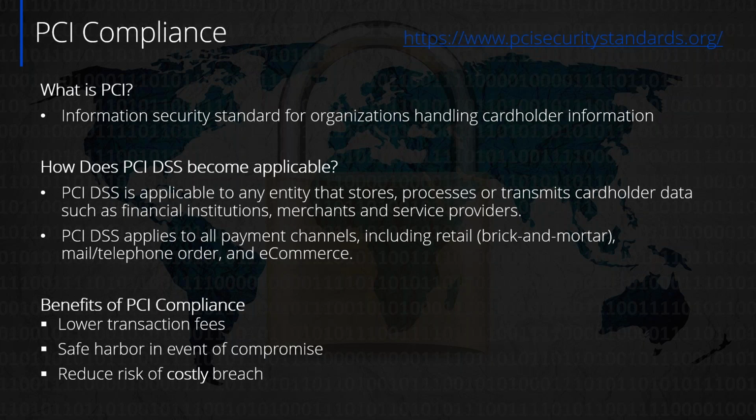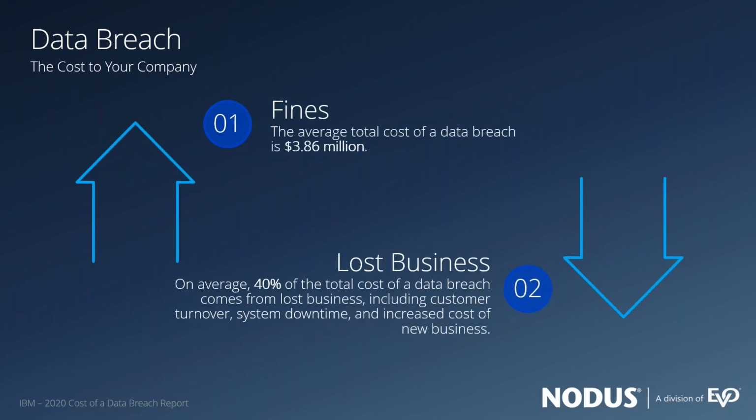And these are very costly. How costly? There was a study done by IBM in 2020 that found the average total cost of a data breach for a company is about $3.86 million. This alone is enough to put some companies on a path to bankruptcy if they don't take this seriously. And the bigger issue found in the same study was lost business. On average, 40% of the total cost of a data breach comes from lost business, which includes customer turnover, system downtime, and also increased cost of acquiring new business, right?